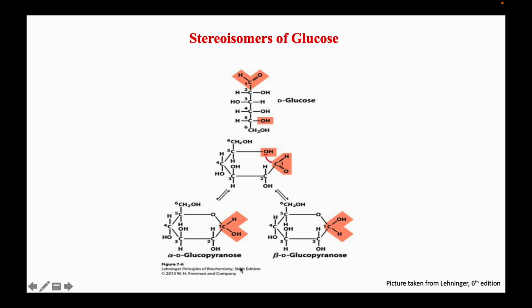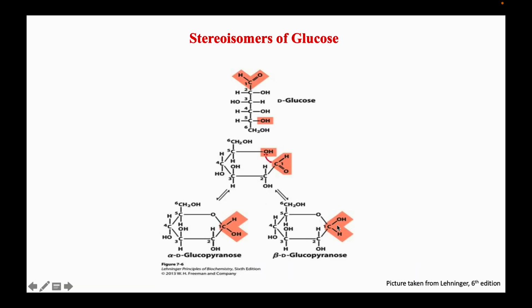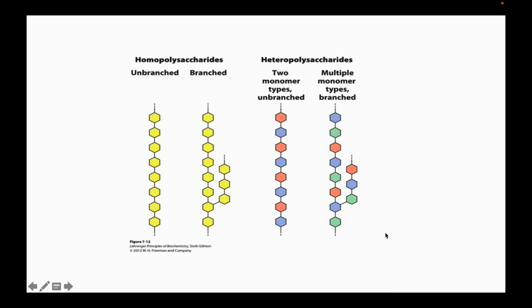So in the question they want a beta-1,4 linkage. So when this beta glucopyranose forms a beta-1,4 linkage, it will be linked with the 4th carbon of another sugar. Suppose there is one sugar here. This beta-1,4 linkage is a 1,4 bond between carbon 1 of beta glucose and the 4th carbon of the other sugar. This is the beta-1,4 linkage.